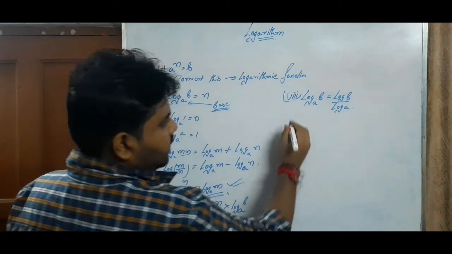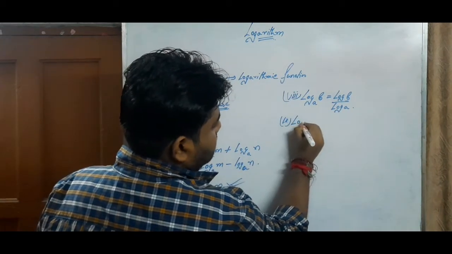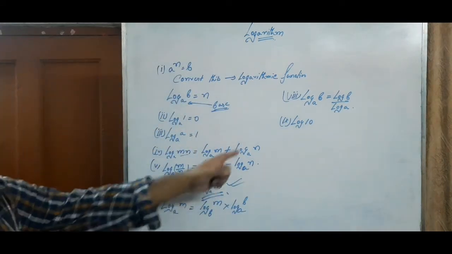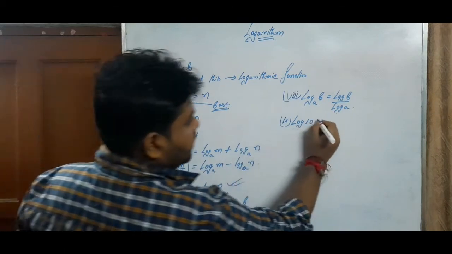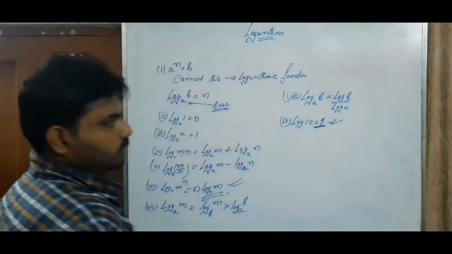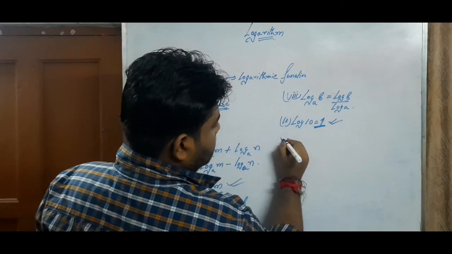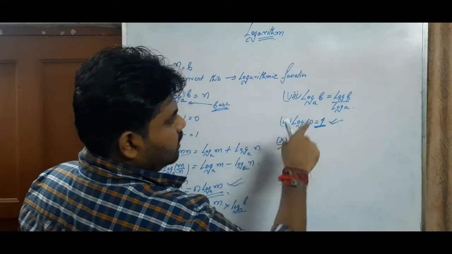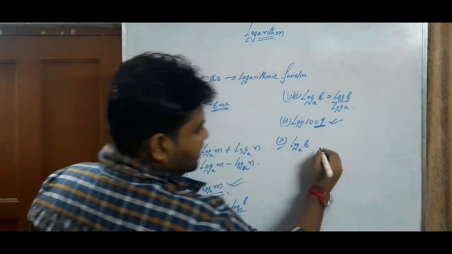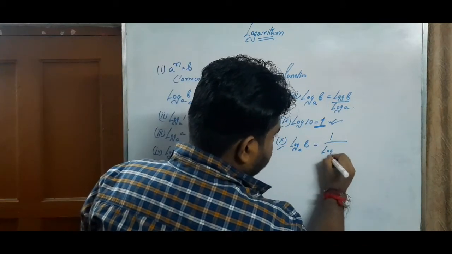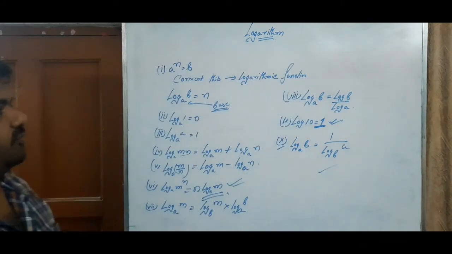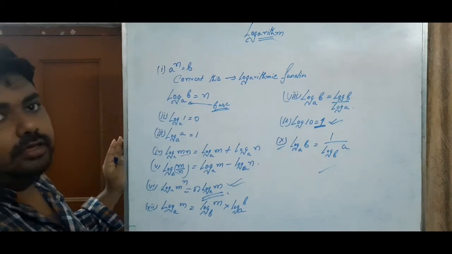Okay, another thing, that is log 10. Up to class 10 we will use log 10. After that we shall use log e. The value of log 10 base 10 is 1. Okay, log of b base a we can write equals 1 by log of a base b. These are the different formulas we will use while solving logarithm.